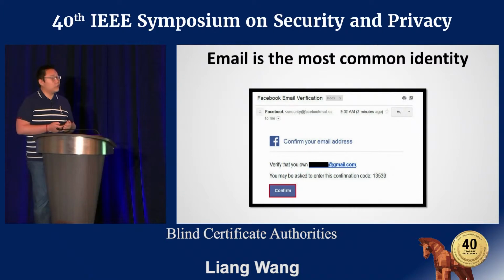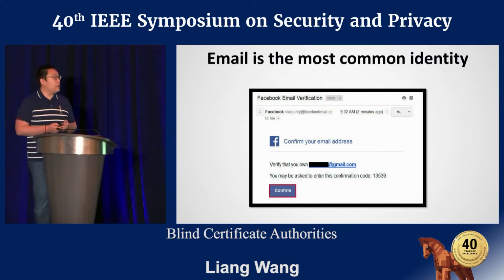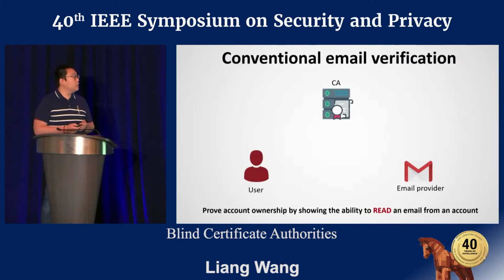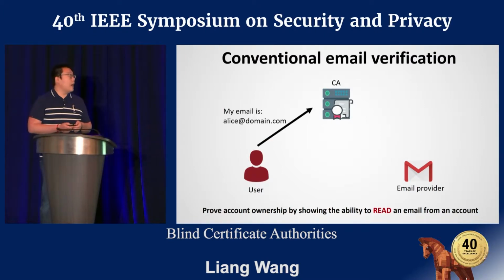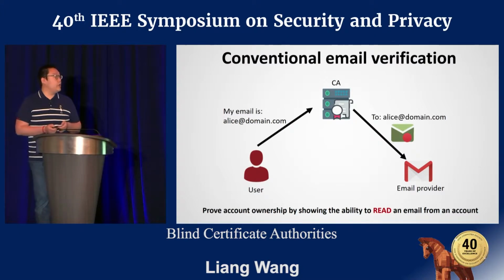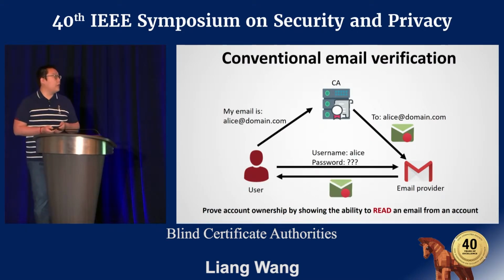Our work focuses on email as identity, the most common identity. I believe everyone has done email verification before. In conventional email verification, the user gives the CA her email account, and the CA sends a challenge in an email to the email account provided by the user, and the user later logs into her email account, gets the challenge, and presents the challenge to the CA to complete the verification.